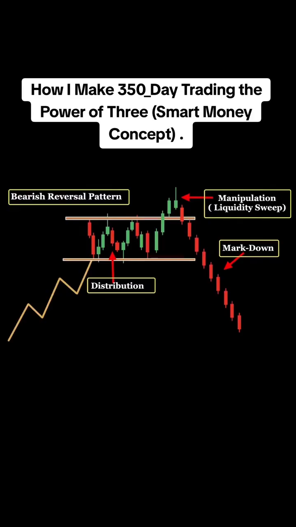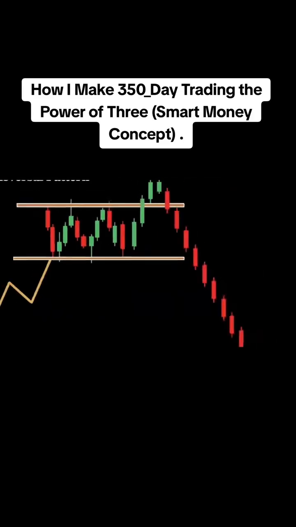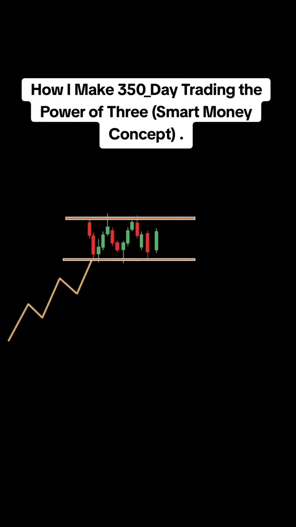Understanding these phases helps us align with smart money and capitalize on these significant market moves. So now let's learn how to trade the bullish and bearish power of 3 patterns.